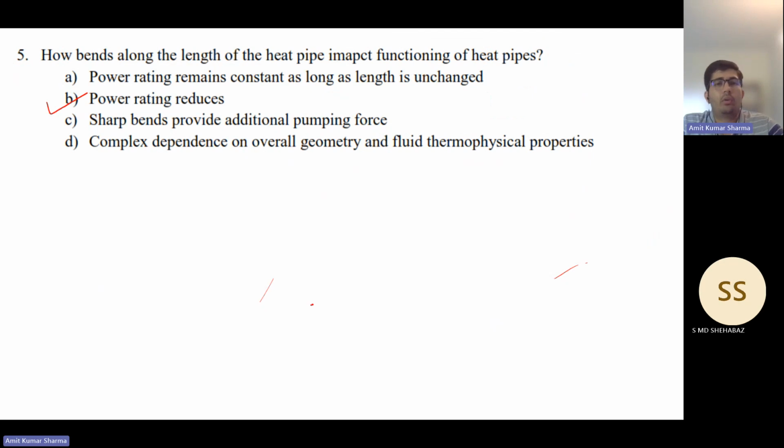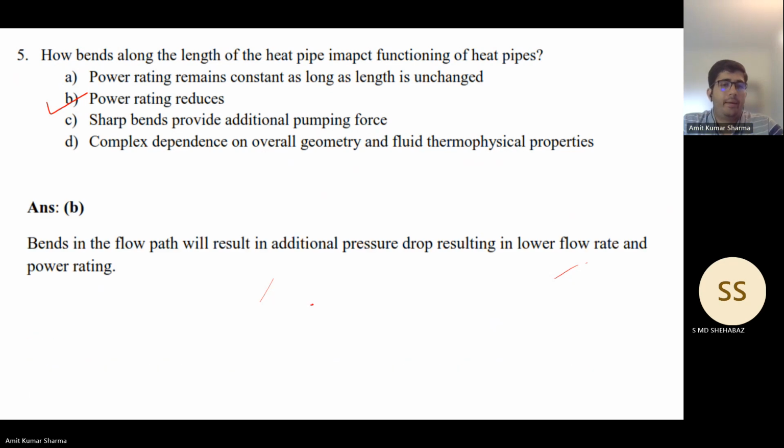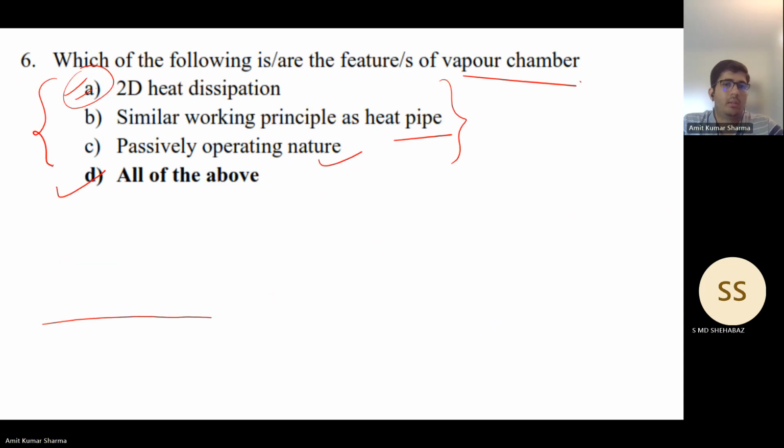How do bends along the length of a heat pipe impact its functioning? So bends in the flow path will result in additional pressure drop, resulting in lower flow rate and power rating. So the power rating will decrease.